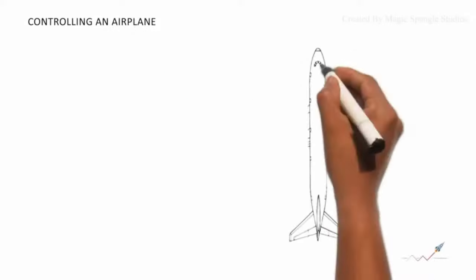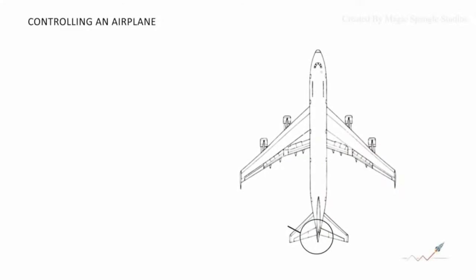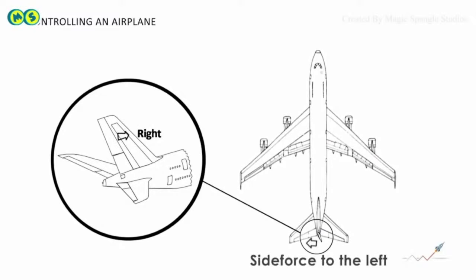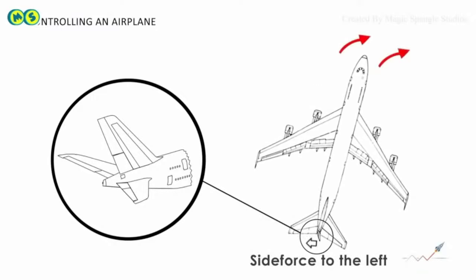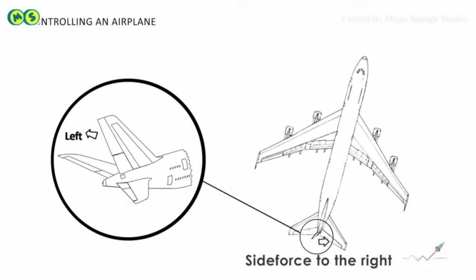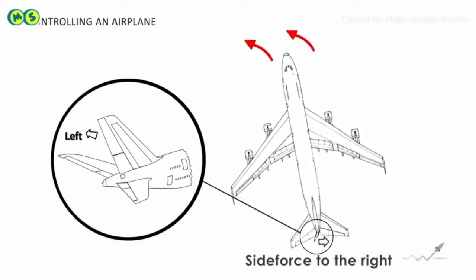The rudder can be deflected to either side to produce a change in the side force produced by the vertical tail. If the rudder is deflected towards the right, it creates a side force to the left, which causes the nose to yaw to the right. If the rudder is deflected towards the left, it creates a side force to the right, which causes the nose to yaw to the left.